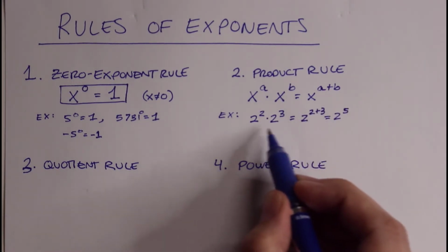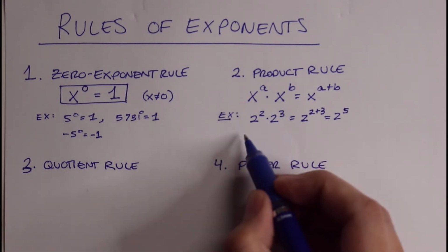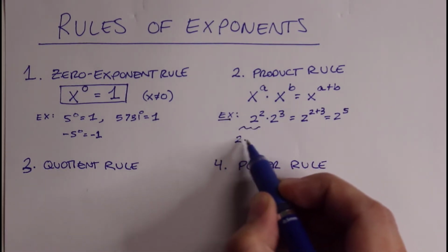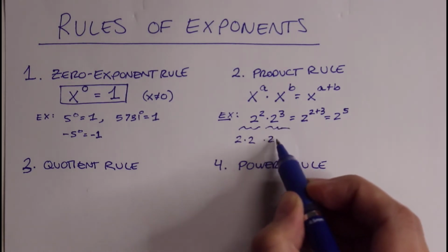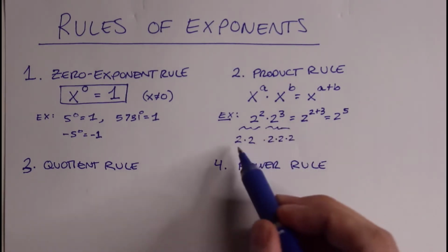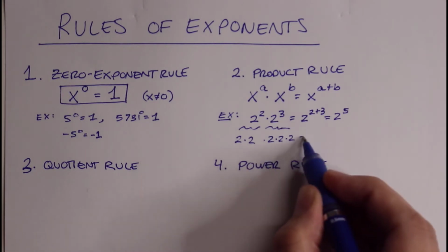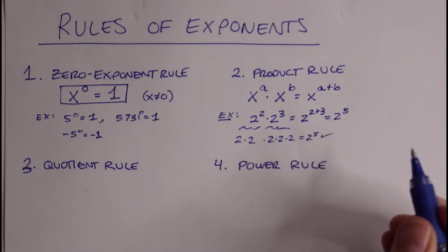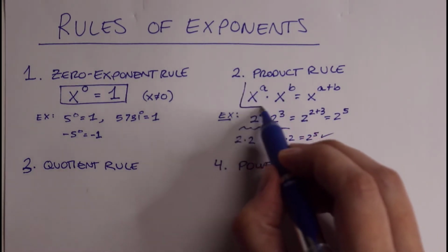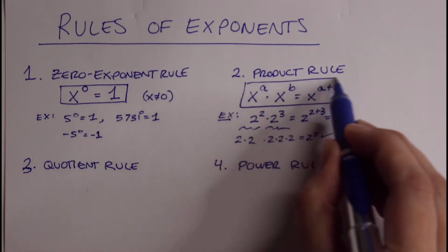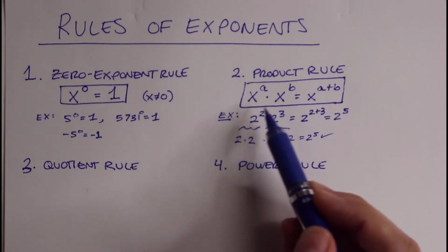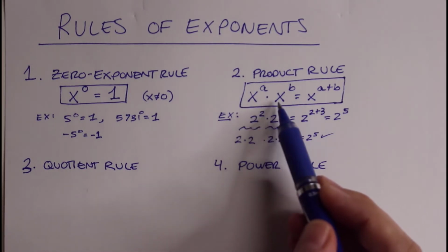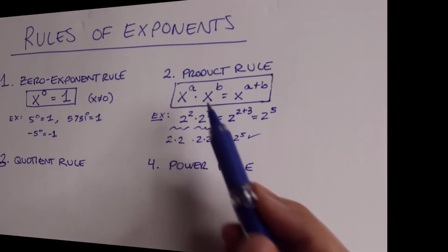Well, I picked small numbers so you can verify with me. This is 2 squared, which is 2 times 2. This is 2 cubed, which is 2 times 2 times 2. And if you count, well, yeah, that is in fact 2 to the 5th. So this rule checks out. Now, the one thing to mention on this rule, be careful, this is true if the bases are the same initially. So the base x here has to be the same base x here.